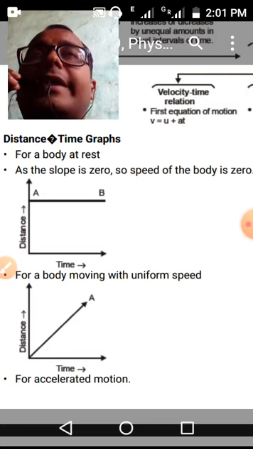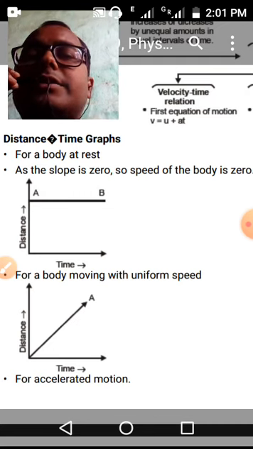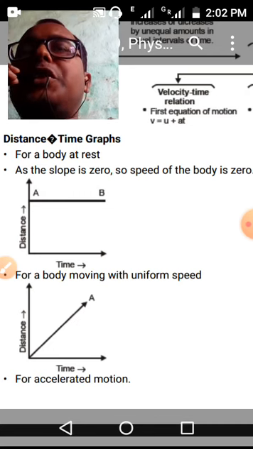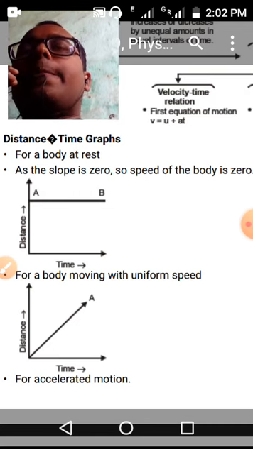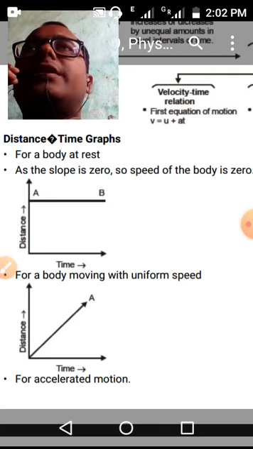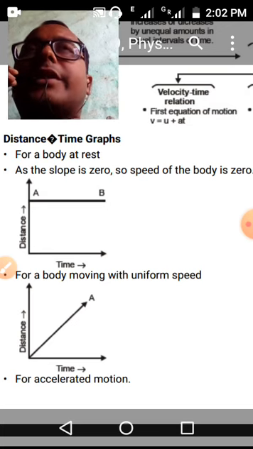Now the second term is displacement. So what is displacement? Displacement is the shortest distance or shortest path covered between the reference point or initial point and the end point or final point. That is called displacement. Displacement is a vector quantity because it has magnitude as well as direction. Hence displacement is a vector quantity.